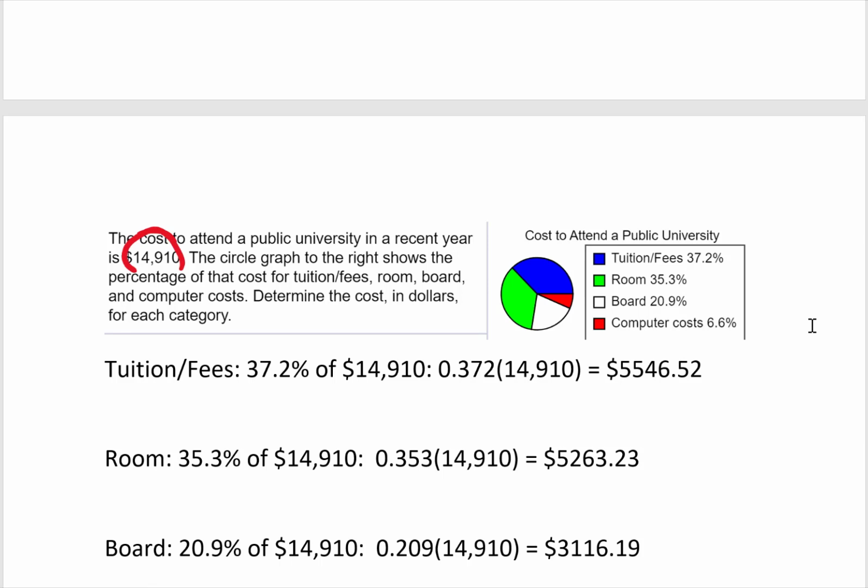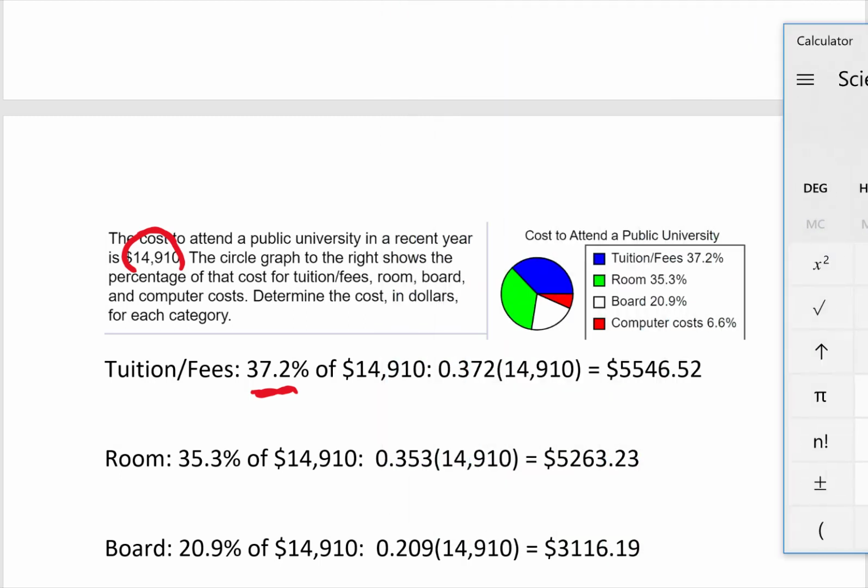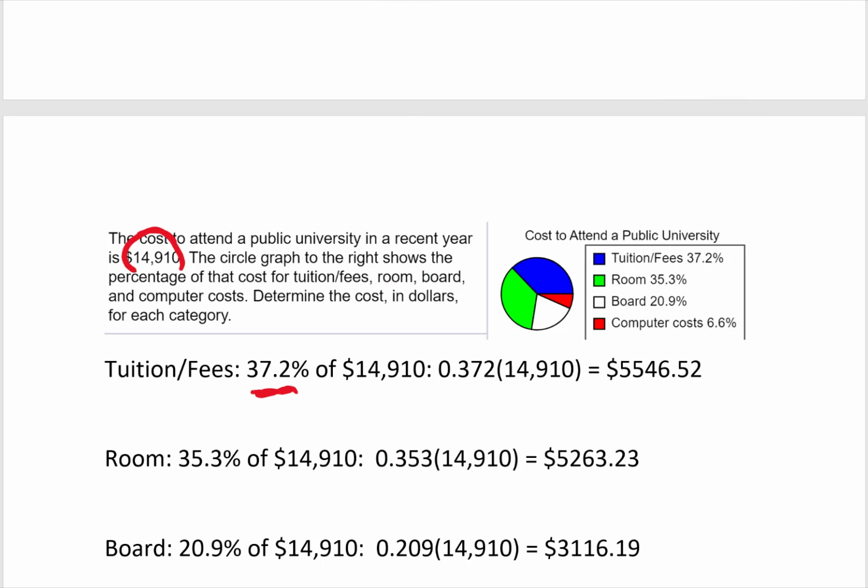And so for each category, I'm going to take the percent. So for instance, for tuition and fees, 37.2% of the total cost. I changed that to a decimal by dividing by 100. In my calculator, I did the calculations for you, but let's go ahead and put it into the calculator. So if you want to start with the percent, put in the 37.2 and divide it by 100 to get to the decimal. Then you're going to multiply that by the total cost, which was $14,910. And so for tuition and fees, you come up with $55,046.52, which I've written down here.